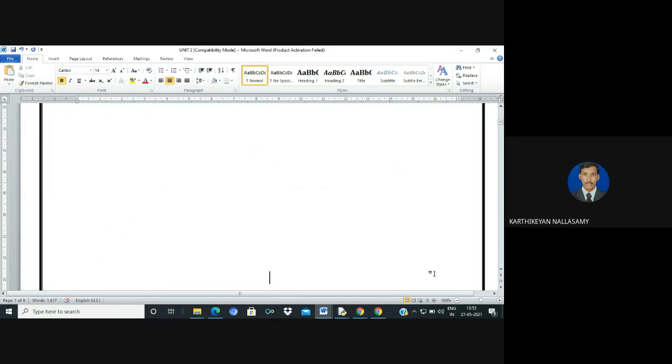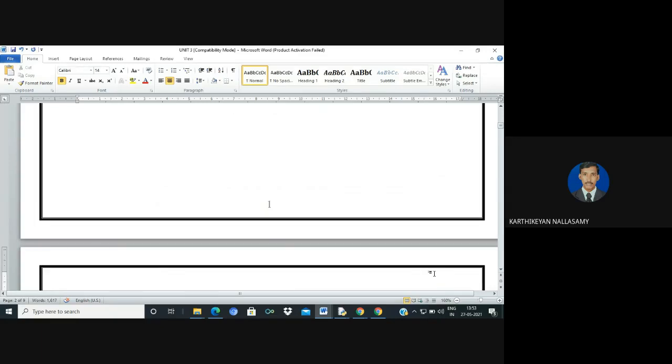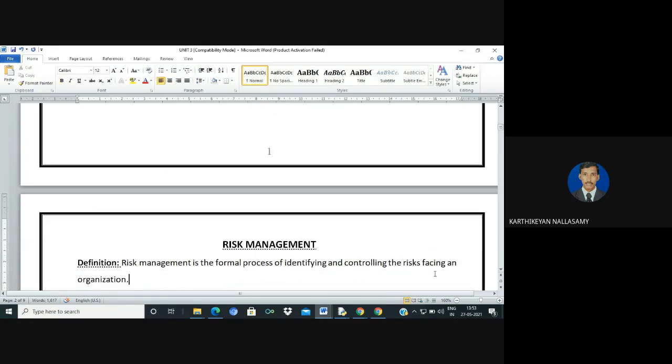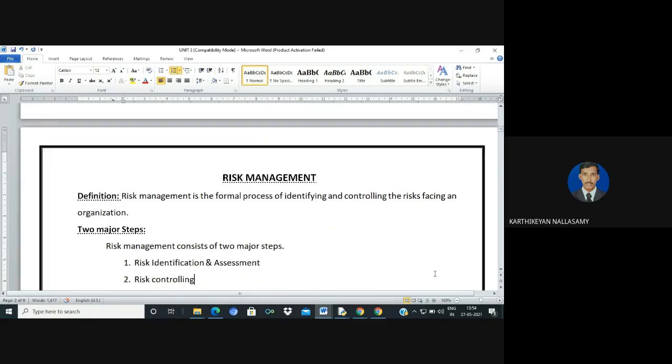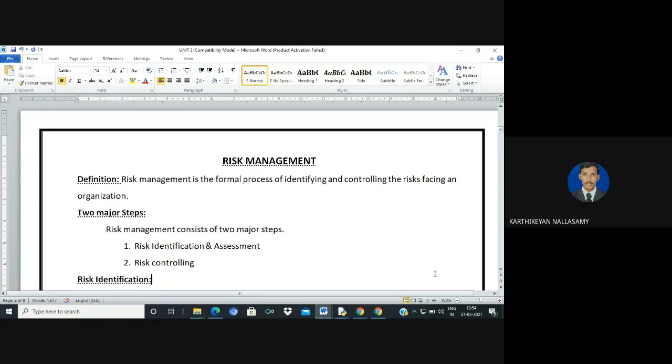Security analysis consists of risk management. Risk management consists of two major steps: one is identification, and the second one is control. First of all, what is risk management? Risk management is the formal process of identifying and controlling the risk faced by an organization for particular information. So this risk management consists of two steps: risk identification and assessment, and risk controlling.